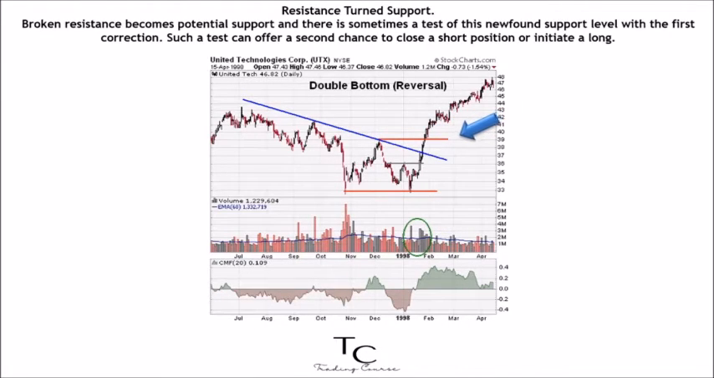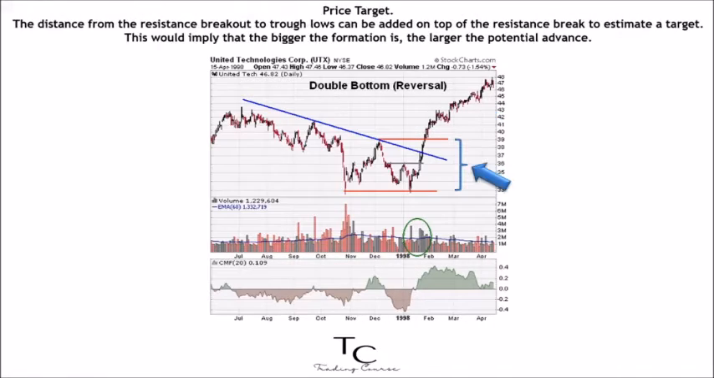Resistance turns support. Broken resistance becomes potential support, and there is sometimes a test of this newfound support level with the first correction. Such a test can offer a second chance to close a short position or initiate a long. Price target. The distance from the resistance breakout to trough lows can be added on top of the resistance break to estimate a target. This would imply that the bigger the formation is, the larger the potential advance.